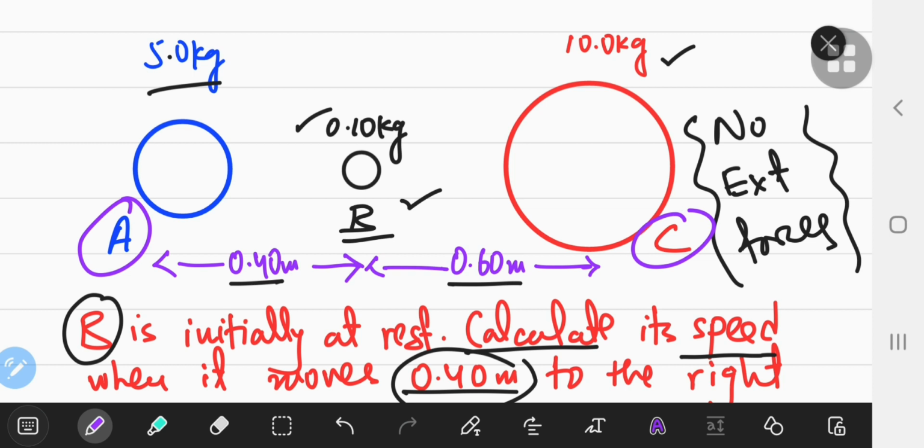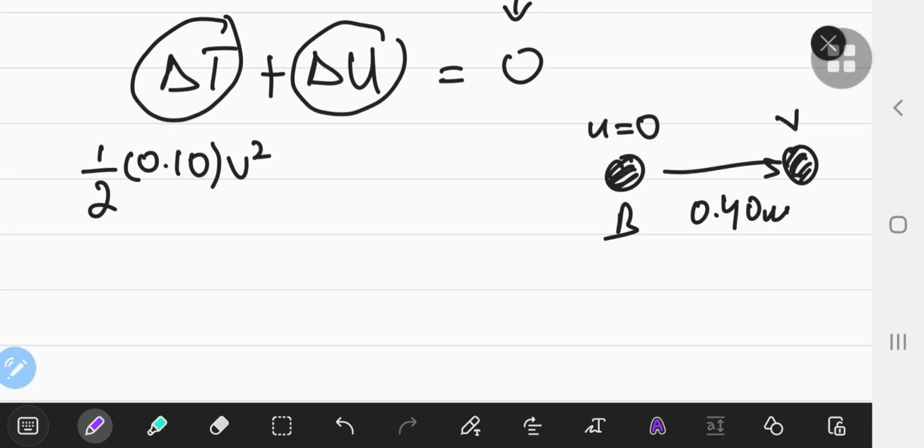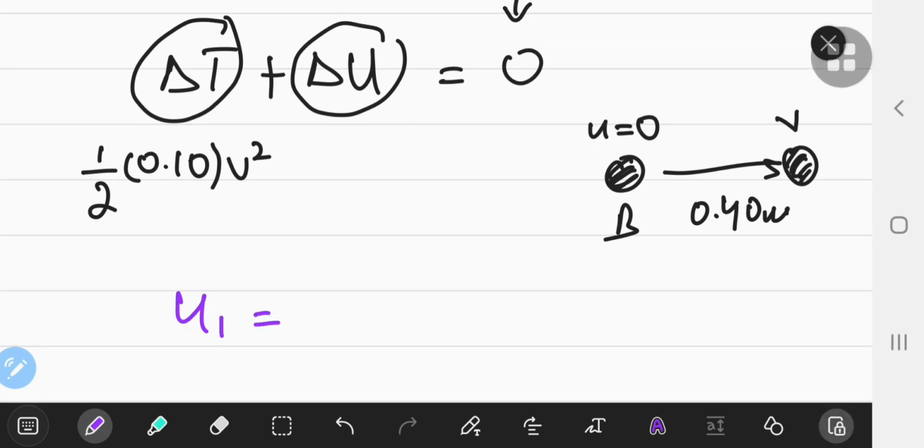Now, gravitational potential energy is energy due to the position of a mass in some gravitational field. So initially, when it was at its initial position, it was 0.4 meters away from the 5 kilogram mass and 0.6 meters away from the 10 kilogram mass. So let's calculate this initial potential energy that I'm going to call U1. So that is going to be equal to negative sign. U1 equals, first of all, I'm going to count in the field due to the 5 kilogram mass. So that's negative g times 5 times 0.1 divided by the distance between their centers, which is 0.4.